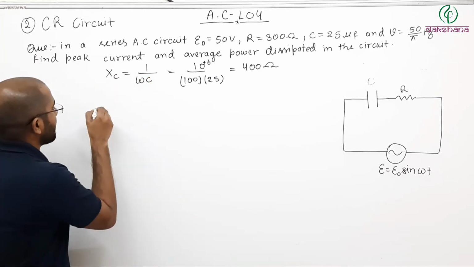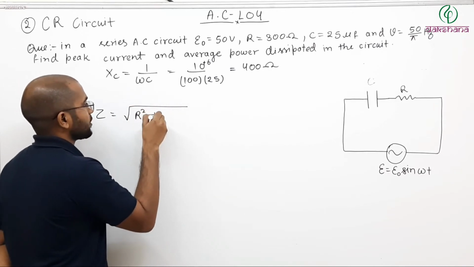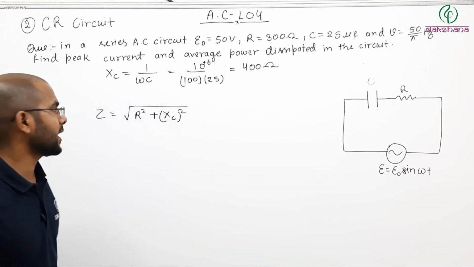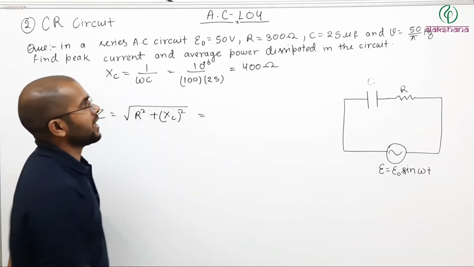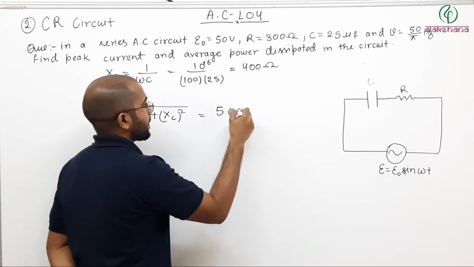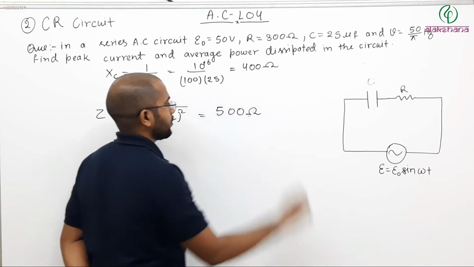Now what would be impedance? What is impedance? Effective resistance of the circuit. Root of R square plus XC square, because there is no L, there is no inductance. So R is 300 and XC is 400. So this you will get as 500 ohm, not root 2, 500 ohm like this.